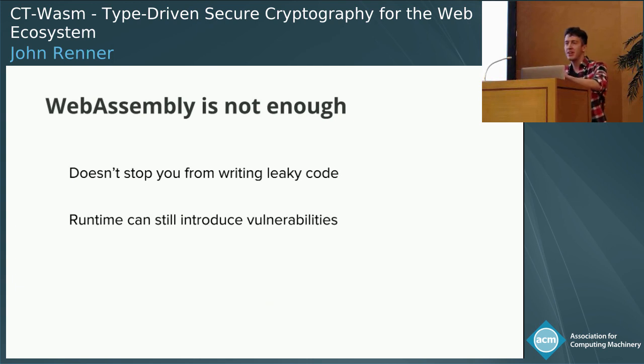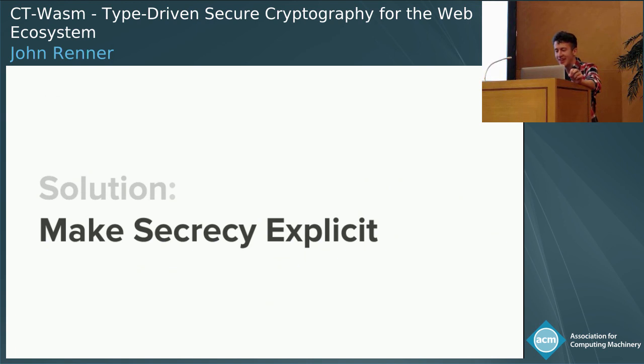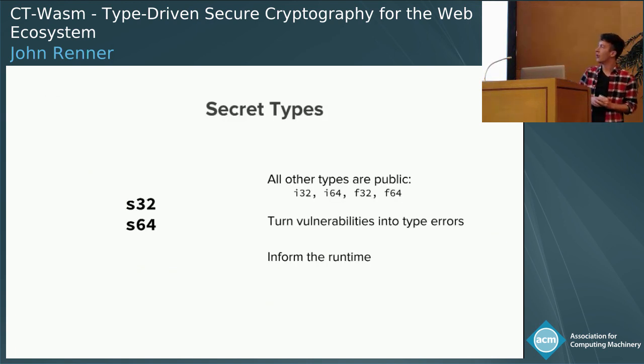So we're going to take WebAssembly, and we're going to add stuff to it. We're going to do this to make secrecy explicit. And we'll do this by adding 2 types. These represent secret integers. So S32 and S64 are 32 and 64-bit secret integers. The other 4 types in WebAssembly we will consider public. So all code written today operates on public data. And we're going to use these types to turn these vulnerabilities that we're worried about into type errors. And then, once we've type checked, we can use these types to inform the runtime during compilation to not ruin the properties that we've so carefully built.